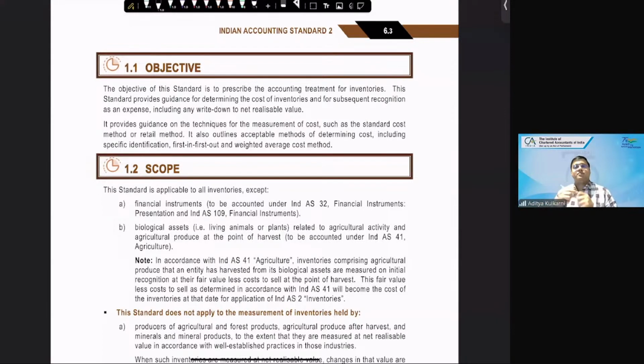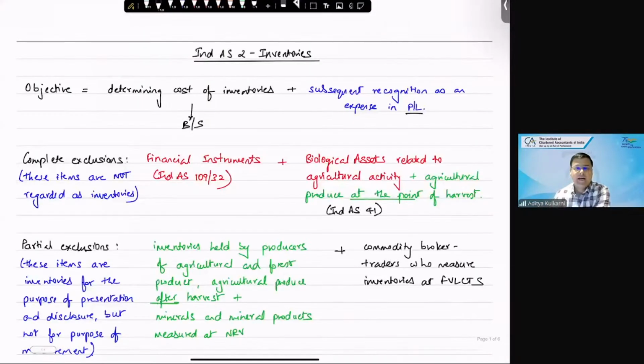Though the standard has kept things pretty simple, it's worth noting that some points are equally technical and some points we need to discuss a lot. Okay. So with that background, let us commence the discussion. So the objective of this standard, I told you, is a dual objective. So it is to prescribe the accounting treatment for inventories. It provides guidance for determining the cost of inventories and for subsequent recognition as an expense. So that is exactly what I have mentioned here.